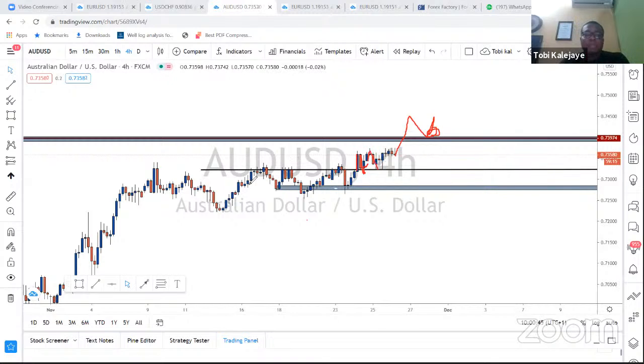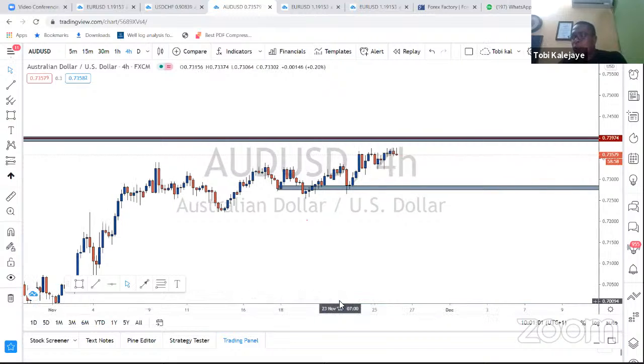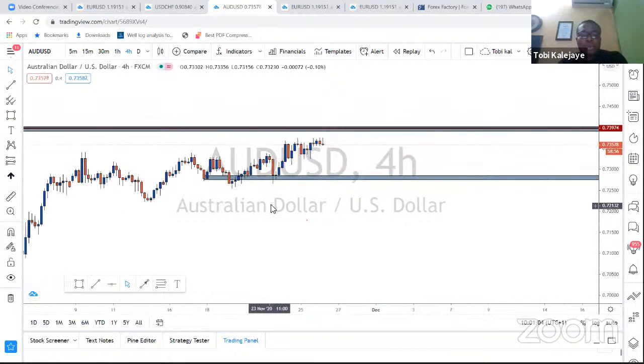So don't always believe people who say no, retest won't happen. A retest would always happen in an ideal market situation. So if there's no retest and price is just breaking through, you should know that that's an abnormal market situation. Okay, so you need to be able to know how to catch the retest of those levels. How do you catch the retest?